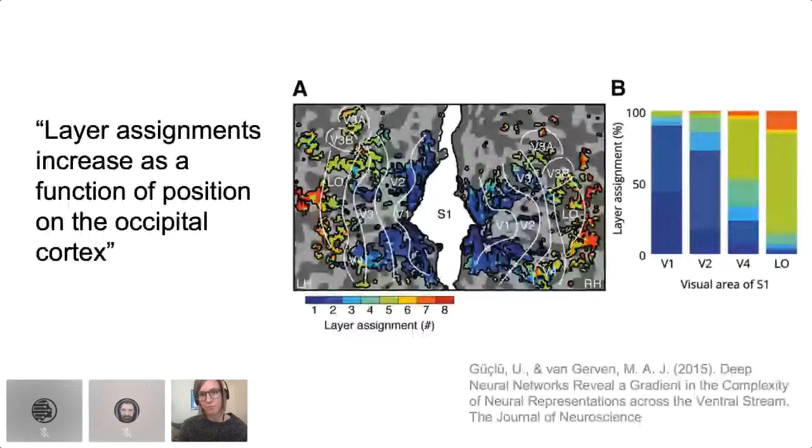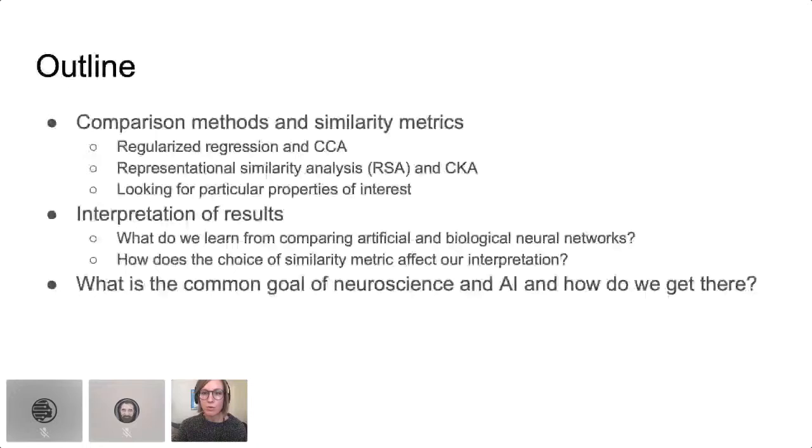So what I'd like to do with this tutorial is give you an overview of the different analysis methods that are used in such comparisons, and along the way, touch on some of the issues that arise when we are interpreting these kinds of results. And very briefly at the end, we'll talk a little bit about common goals in neuroscience and AI and how this type of work might fit into accomplishing those goals.